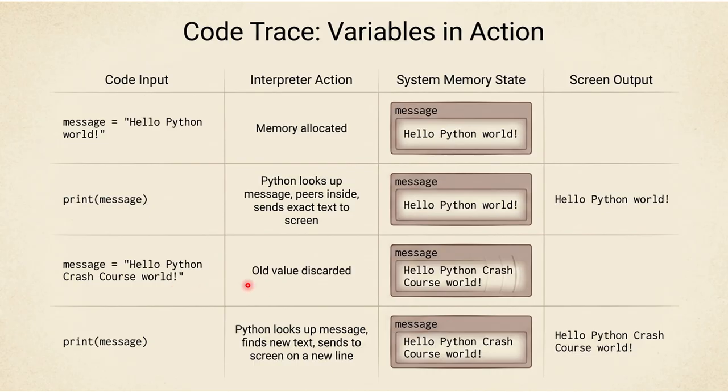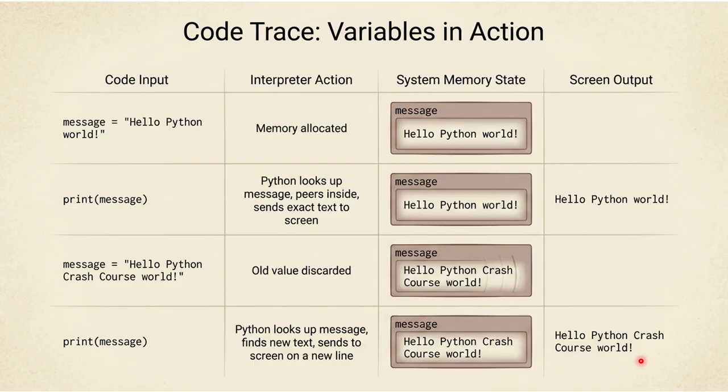So now what the interpreter did, it discarded the old value, hello Python world, and assigned this new value into message. So it assigned hello Python crash course world. And now after that we printed message. So Python looks up message, and then it found this new value that we have defined over here, and it printed that same exact literal string onto the screen. So it printed hello python crash course world.